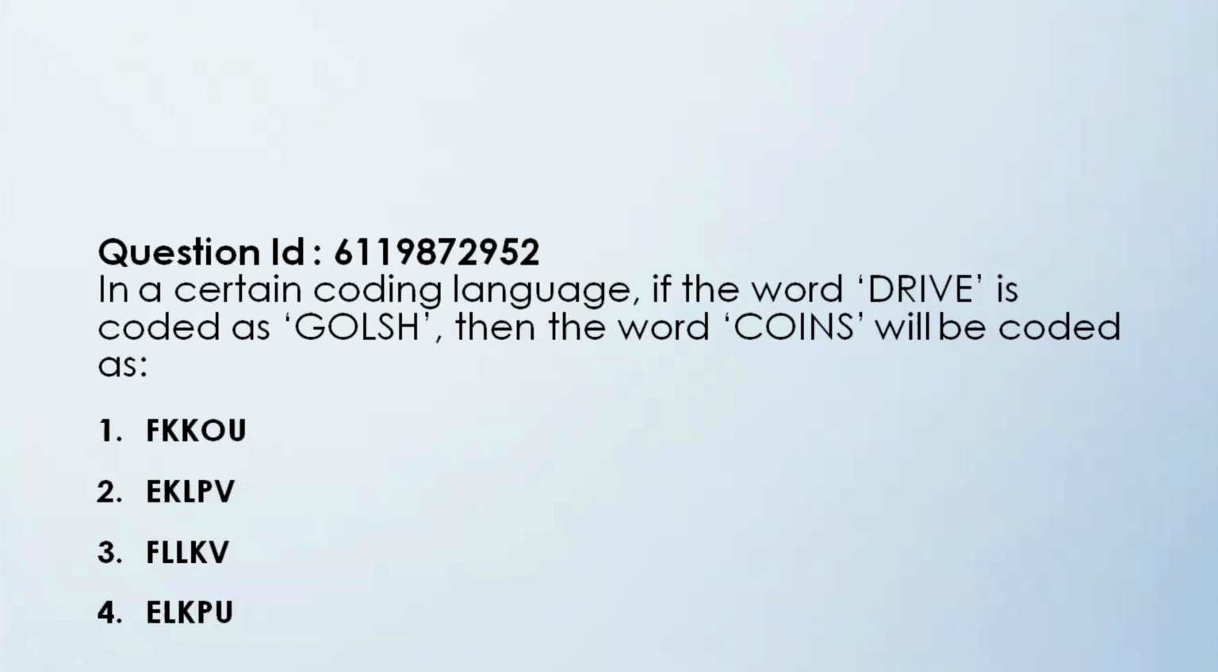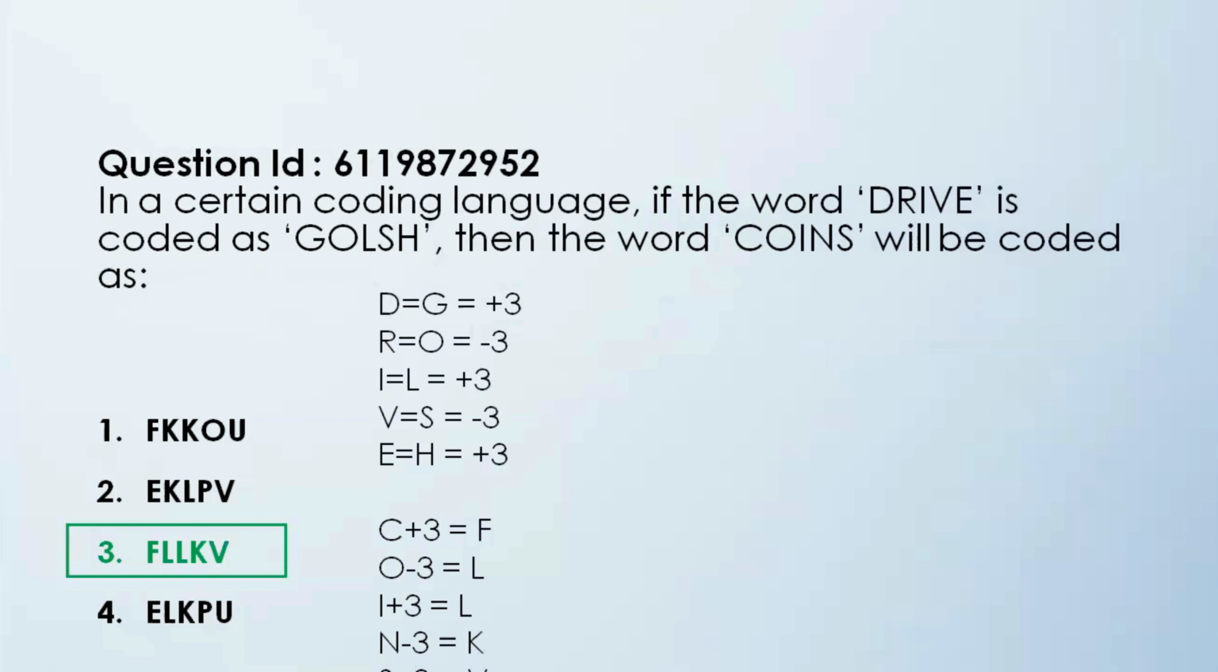Okay, so try and see what kind of logic fits the four options given here. Yes, the correct answer is option 3, which is FLLKV. First, third, and the fifth letters are substituted by three letters after them, and the second and fourth are represented by three letters before them. That's how D becomes G, R becomes O, I becomes L, V becomes S, and E becomes H. In the same logic, you will find FLLKV.